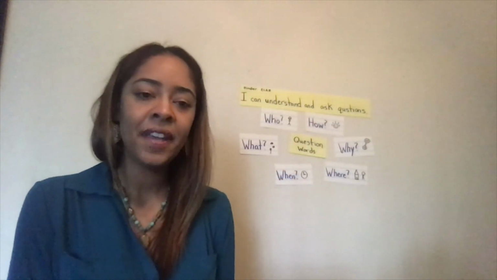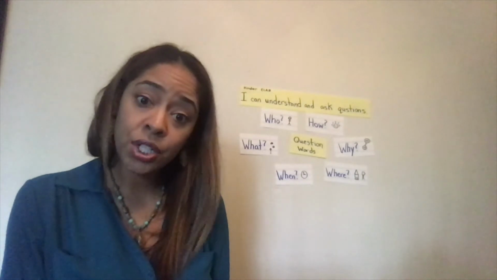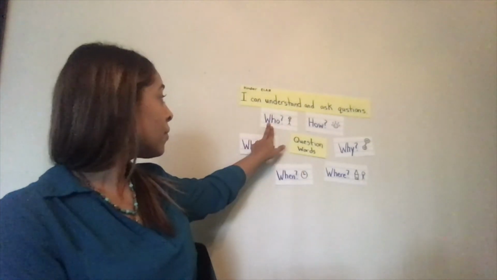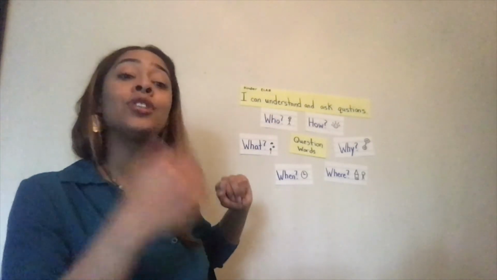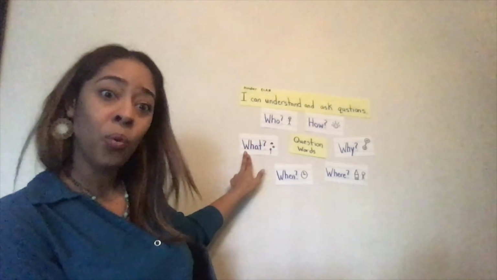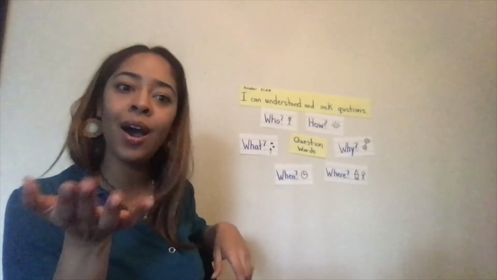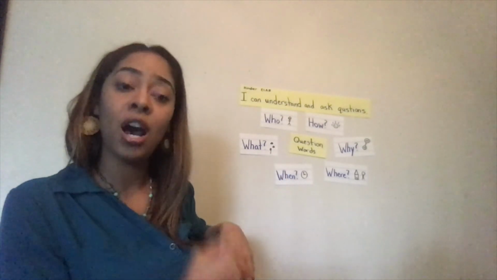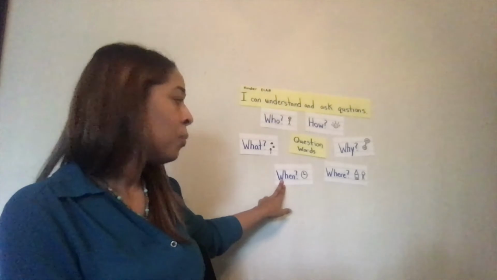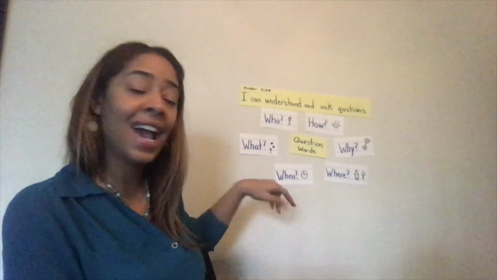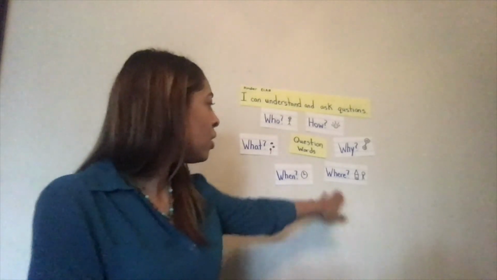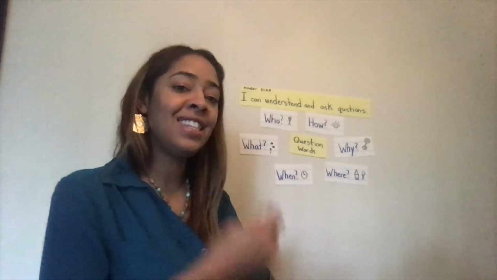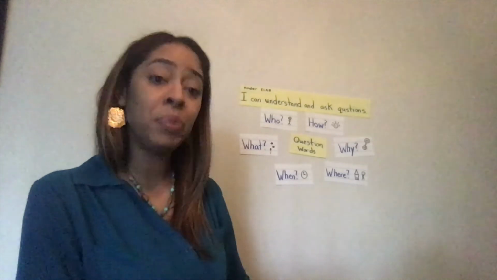Wow, you guys did great with all of your questions today. Let's go ahead and review the question words one more time. Who, which is asking about a person. Good job. What is asking about things or objects. That's right. When, that is asking for a time. Good, a time. Where is asking for a place.